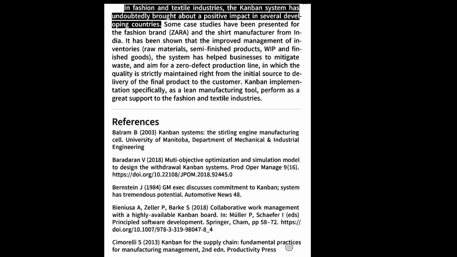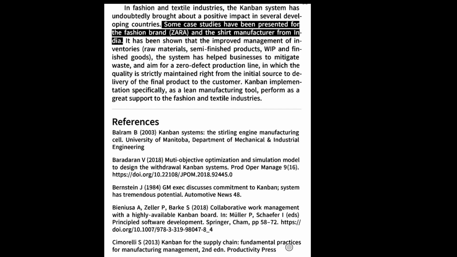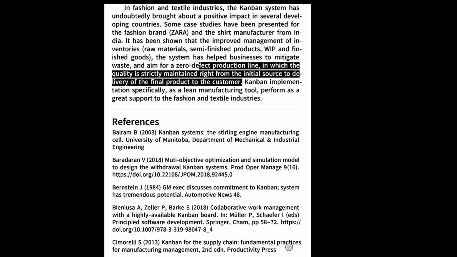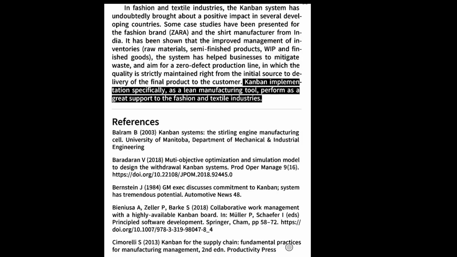The Kanban system has undoubtedly brought about a positive impact in several developing countries. Some case studies have been presented for the fashion brand Zara and the shirt manufacturer from India. It has been shown that with the improved management of inventories, raw materials, semi-finished products, WIP and finished goods, the system has helped businesses to mitigate waste and aim for a zero-defect production line, in which the quality is strictly maintained right from the initial source to delivery of the final product to the customer. Kanban implementation, specifically, as a lean manufacturing tool, performs as a great support to the fashion and textile industries.